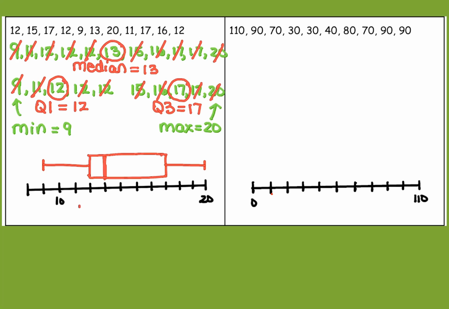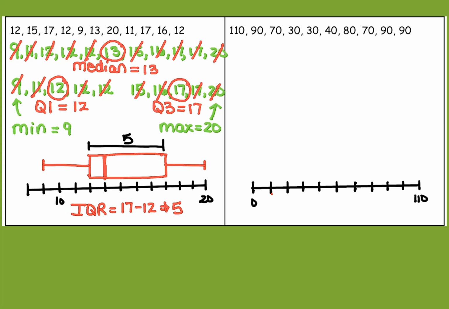Lastly, let's find our interquartile range, which is also our IQR. This is our Q3, which is 17, minus our Q1, which is 12. 17 minus 12 is 5. The IQR for this problem is 5.